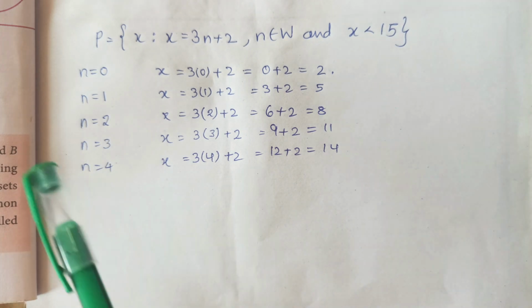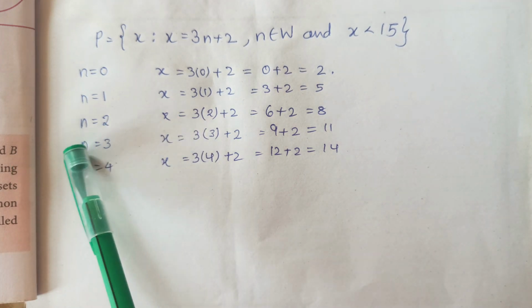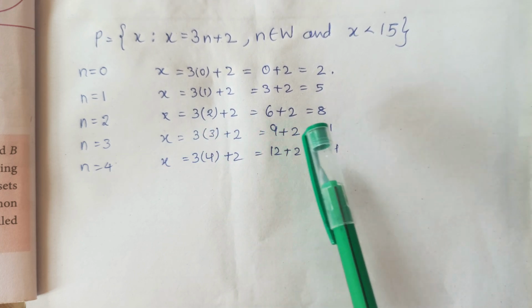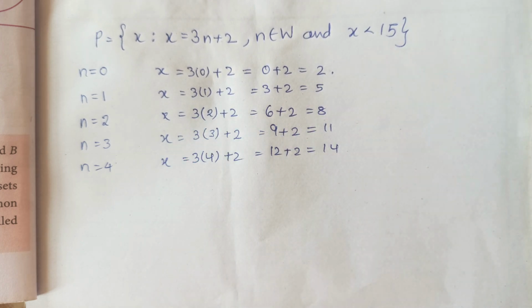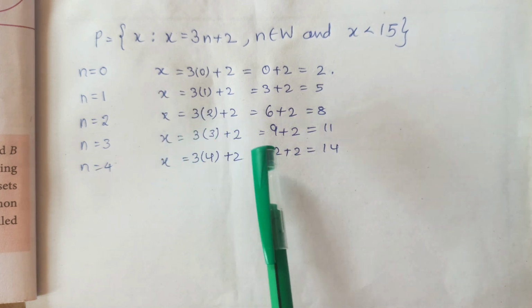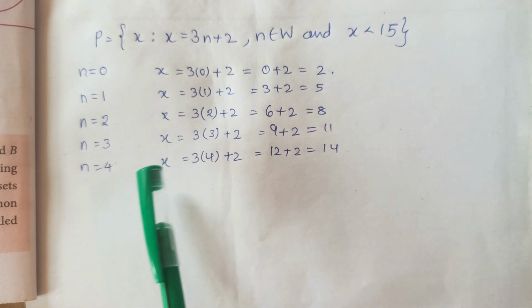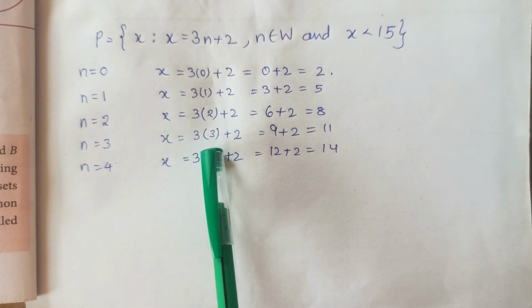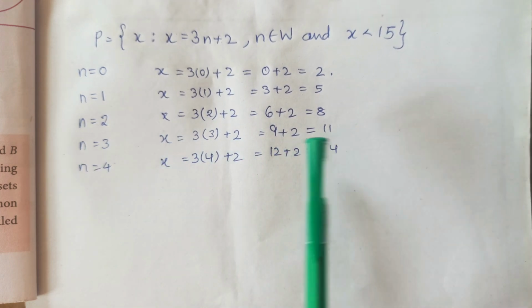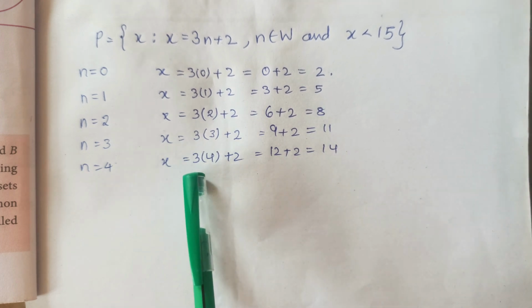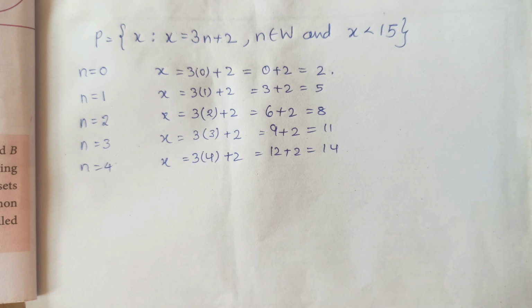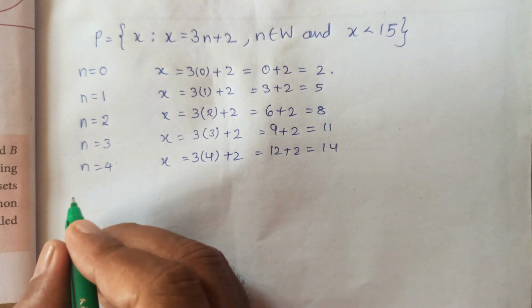So as we keep on substituting, if n is equal to 2, x equals 3 into 2 plus 2. So 6, 3 twos are 6. First we multiply, by the rule of BODMAS. So 3 into 2 is 6, 6 plus 2 is 8. When we take n equal to 3, x equals 3 into 3 becomes 9 plus 2 equal to 11. n is equal to 4, that is 3 into 4 plus 2, which is 12 plus 2 is equal to 14.